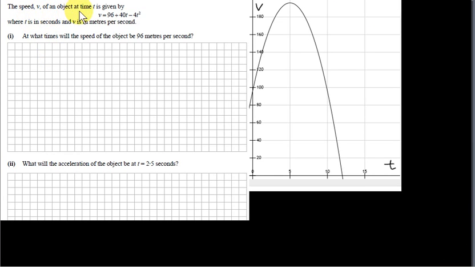The speed v of an object at time t is given by v equals 96 plus 40t minus 4t squared, where t is in seconds and v is in meters per second. At what times will the speed of the object be 96 meters per second? Now I have a graph of this function shown here.